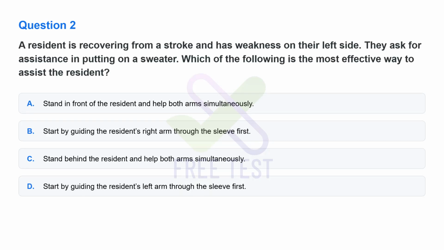A resident is recovering from a stroke and has weakness on their left side. They ask for assistance in putting on a sweater. Which of the following is the most effective way to assist the resident?